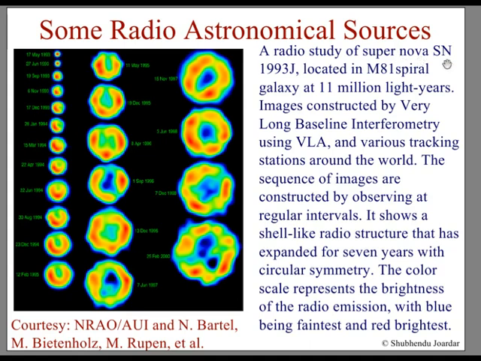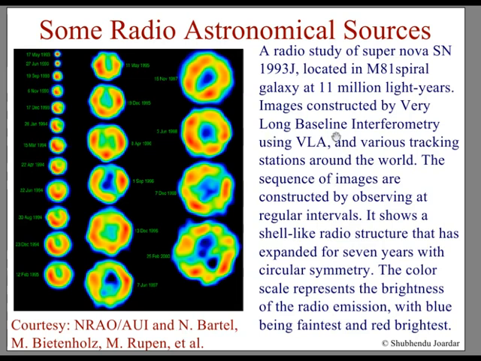Radio study of supernova SN. SN stands for supernova. This will be the catalog name for this one, SN 1993J. This gives you the year in which the supernova occurred. Located in the M81 spiral galaxy at 11 million light years. Images constructed by very long baseline interferometry. I will talk about VLA later on. This technique is very important, and there are limitations for this, so I will talk about it.